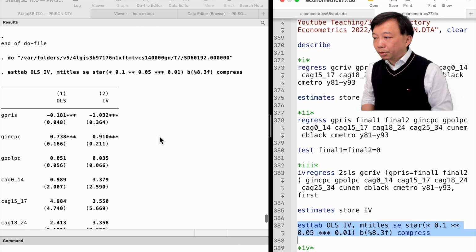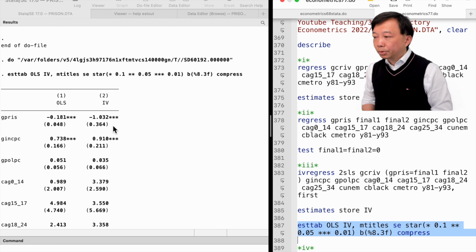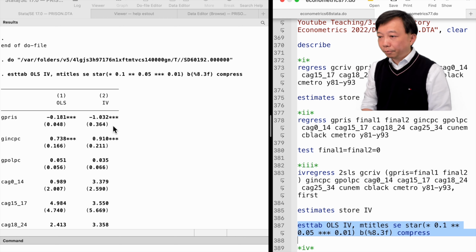The OLS estimate is biased because of the simultaneous causality between the prison population and the crime rate. The OLS estimate is upward biased. Since the estimate is negative, it is biased towards 0. The OLS underestimates the prisoner's deterrent effect on the crime rate.